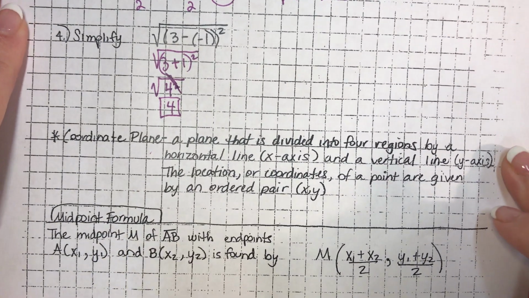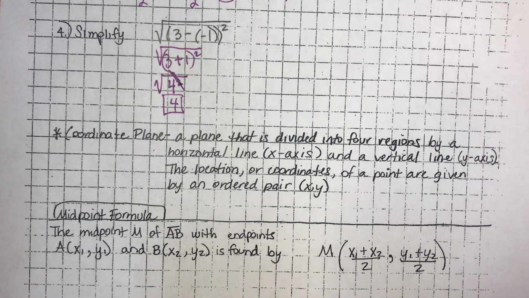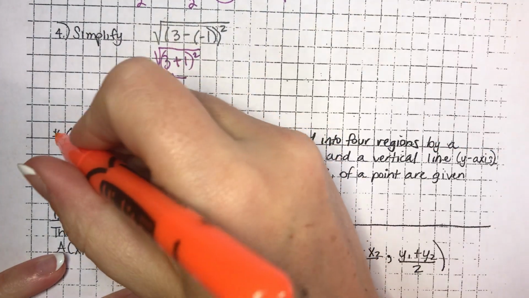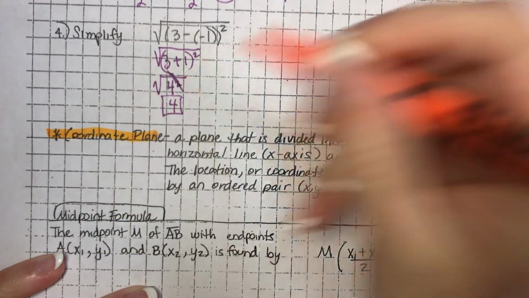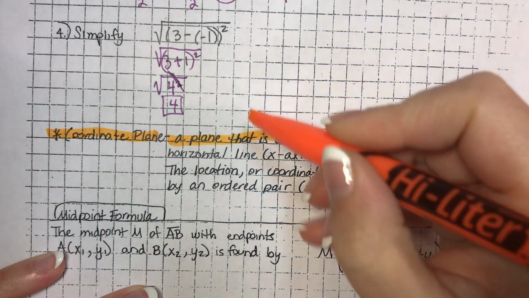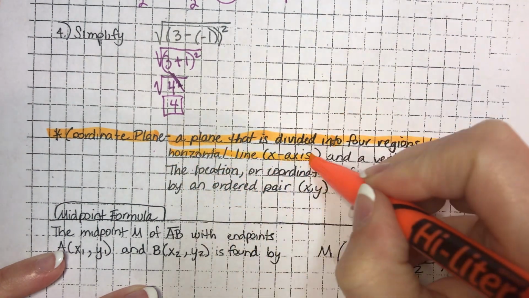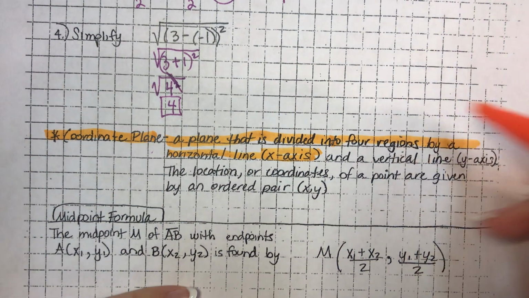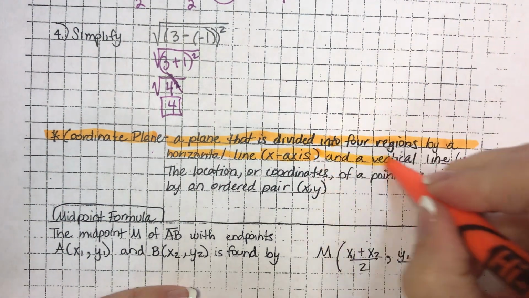Let's talk about a coordinate plane. A coordinate plane is a plane that is divided into 4 regions by a horizontal line, which we call the x-axis, and a vertical line called the y-axis.